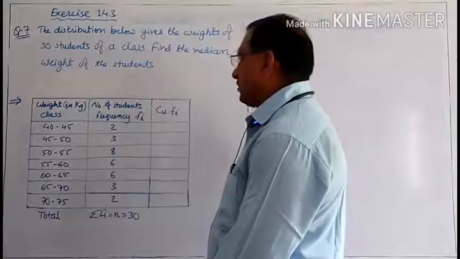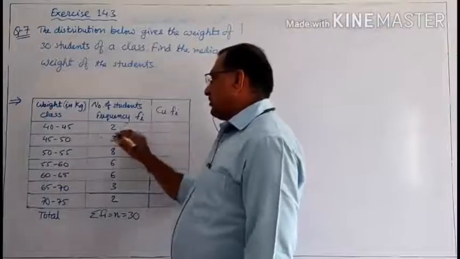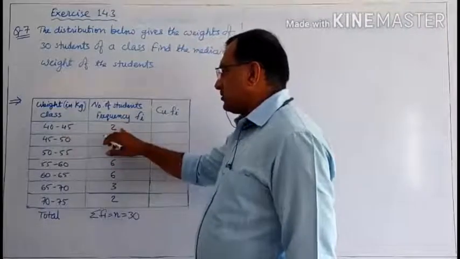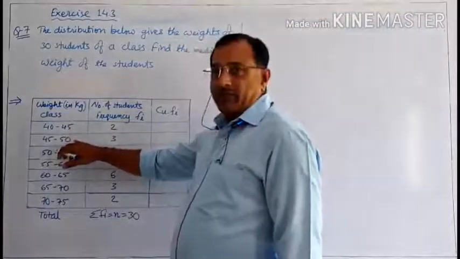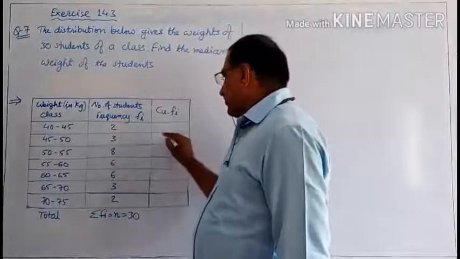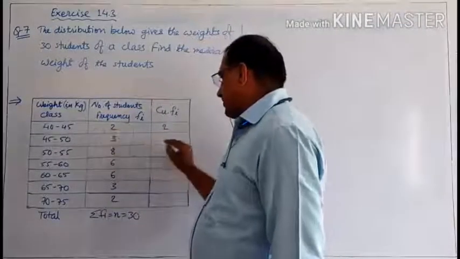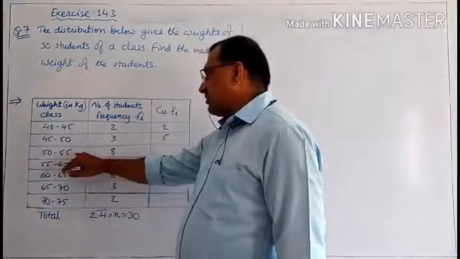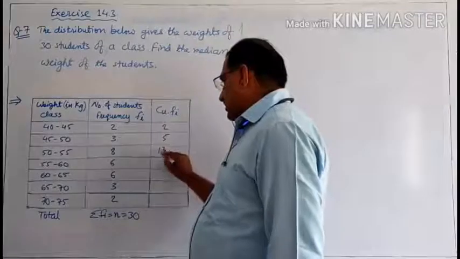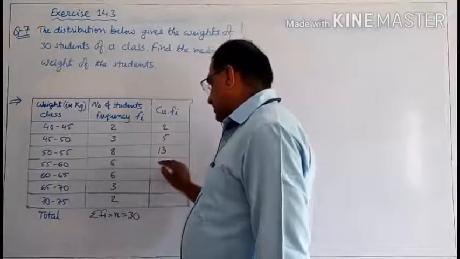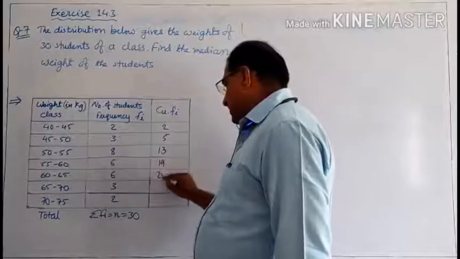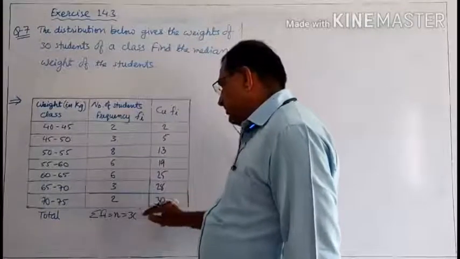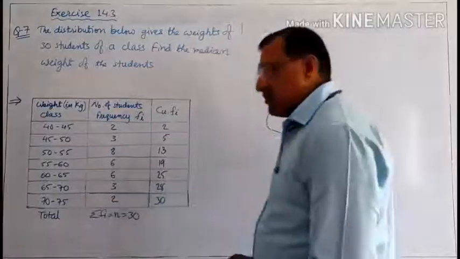First of all, we have to go for the cumulative frequency distribution. For cumulative frequency, less than 45 kilograms, there are 2 students. Less than 50 kilograms, there are 2 plus 3, that is 5 students. Then 5 plus 8 students are having less than 55, that is 13. Then 13 plus 6 is 19, 19 plus 6 is 25, 25 plus 3 is 28, plus 2. There are 30 students having weight less than 75 kilograms.